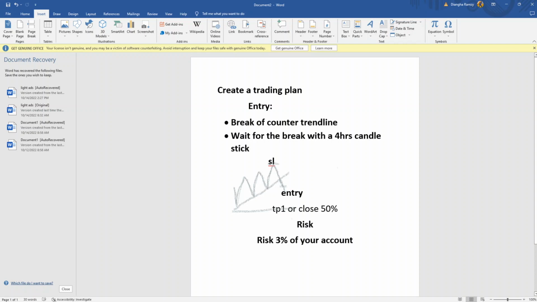Today I just want to talk about how you get into a trade with a trading plan. Now, what's a trading plan in the first place? Let's start by defining what a trading plan is. A trading plan is a set of rules that guide you on how you get into a trade and go out of a trade. Okay.